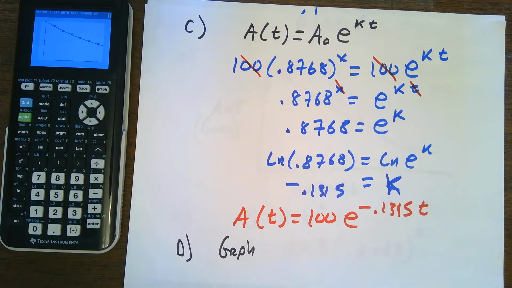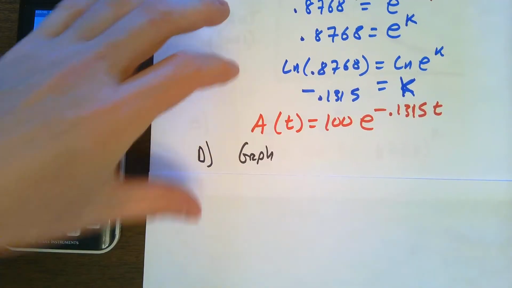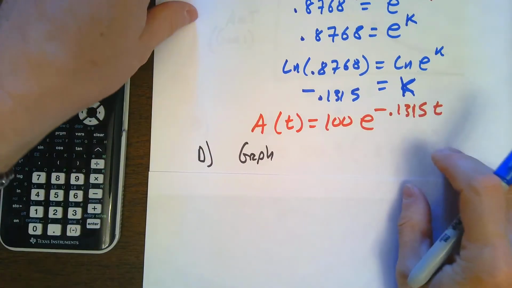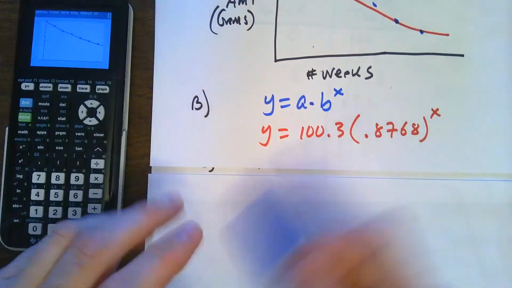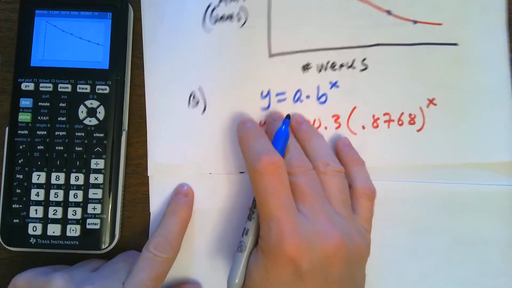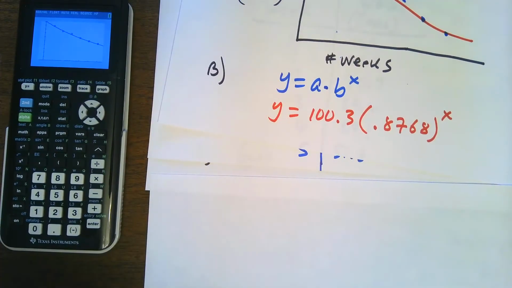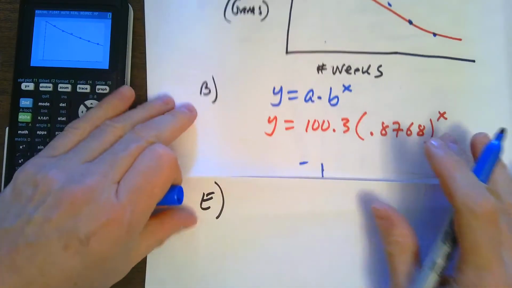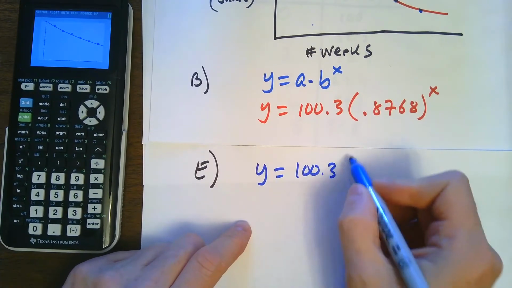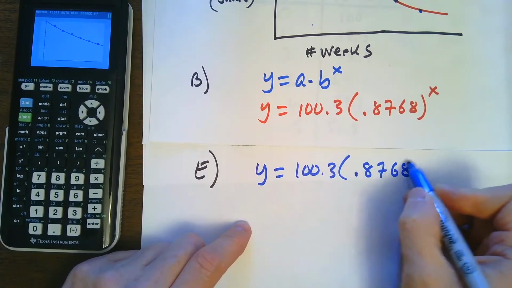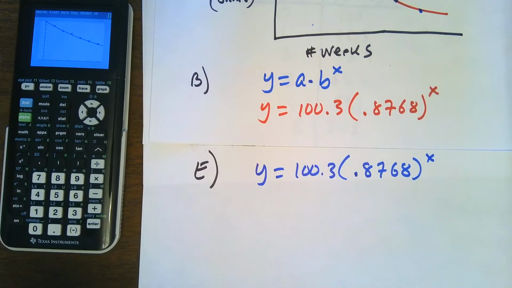All right, so I'm going to take my equation that I got in part B. What was that equation? Where did it go? There it is. So in part B, this is the answer to question, what question are we up to now? Question E. And E says, from the result in part B, y equals 100.3 times 0.8768 to the x. It says use that to find the half-life.